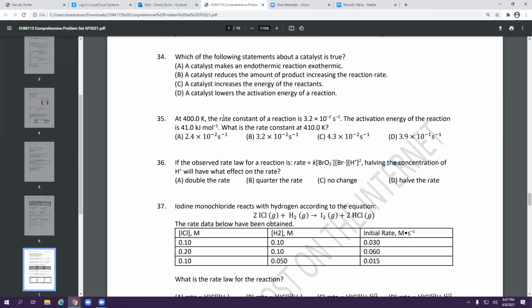Okay. Oh God, this is the first one, which I forgot how to do. At 400 K, the rate constant of the reaction is this. The activation energy is this with the rate constant. So what's going on here is I have 2 temperatures and 2 rate constants, right? Which means I need to do the equation that has both of those in it. The only equation that has that is this one.